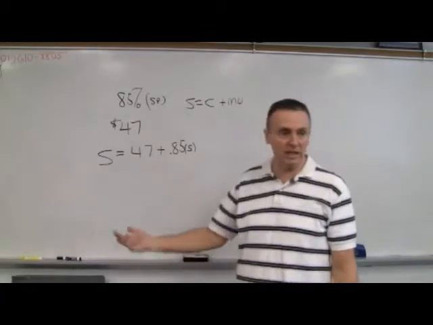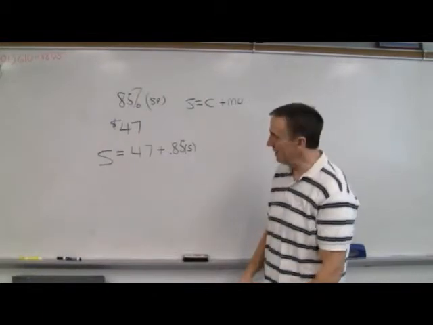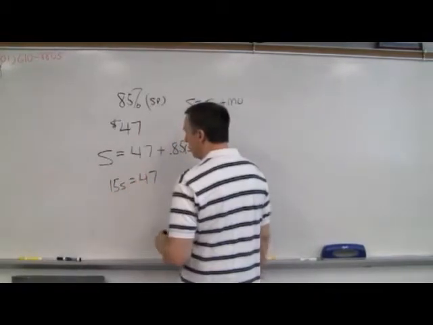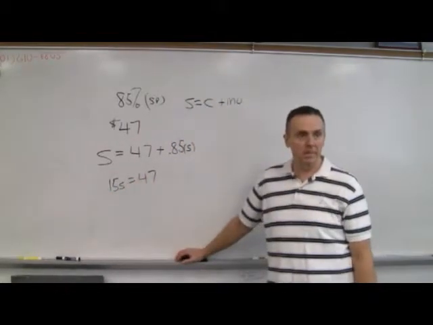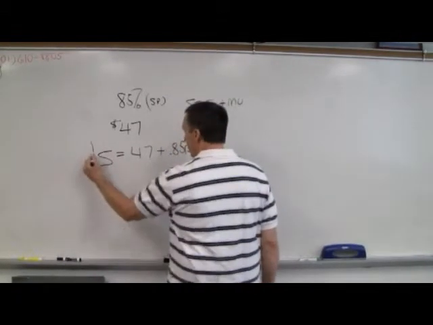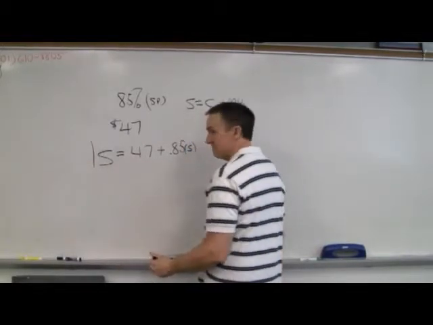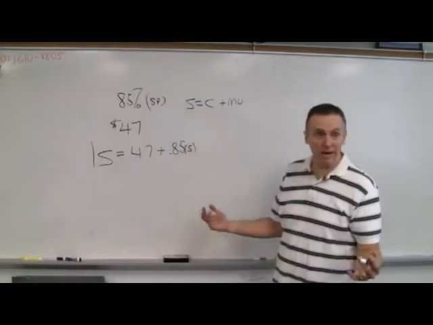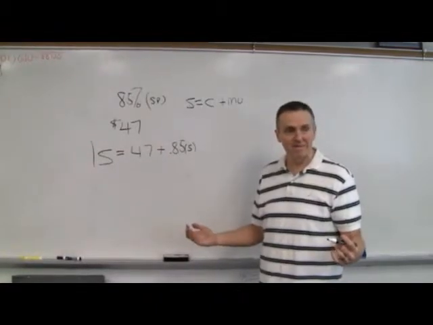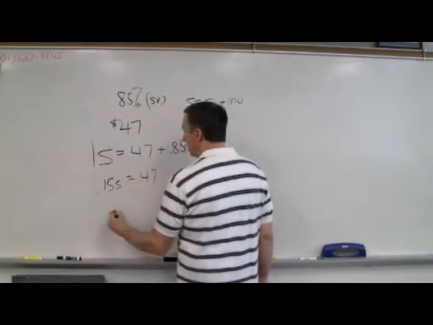What's the next thing I do? Subtract the 0.85 from the 1. So 0.15S equals 47. Is that right? Well, it's because it's 1S. So we subtract the 0.85S from the 1S to get 0.15S. So 0.15S equals 47. What does S equal?